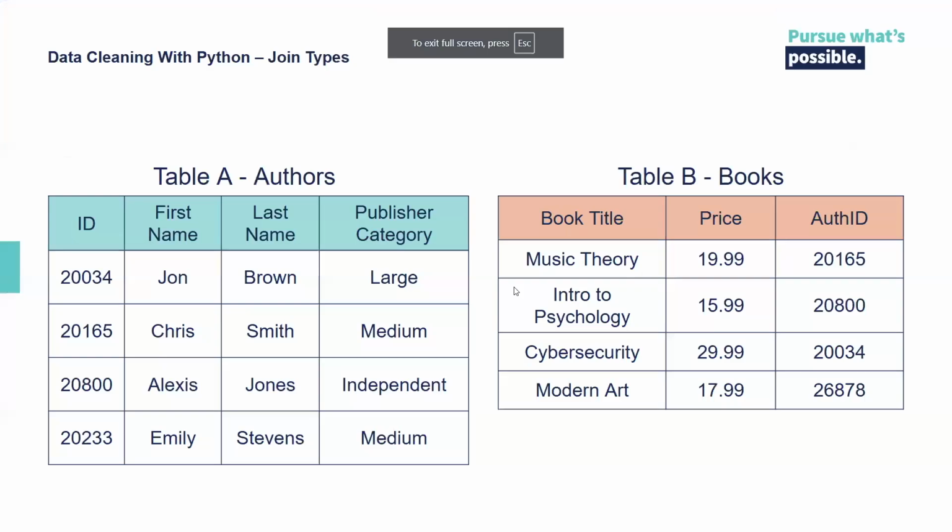Okay. So say we've got two tables here. We've got table A, which is a table with some author information, along with a unique identifier for the authors. Then we have table B, which is a table of books. So each row is a book that exists here. And table B has an author ID column, which links back to the ID of the author in table A.